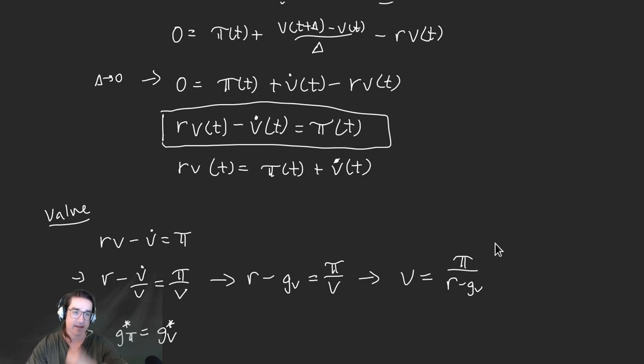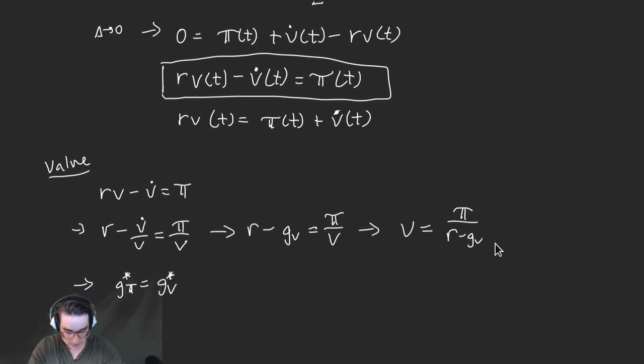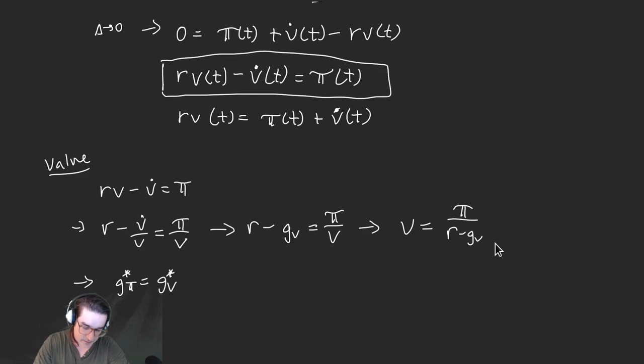And so you can see that there's some proportionality between pi and V. Remember that we wanted the linearity in W to also apply to V, and in fact it does. So we can use this.